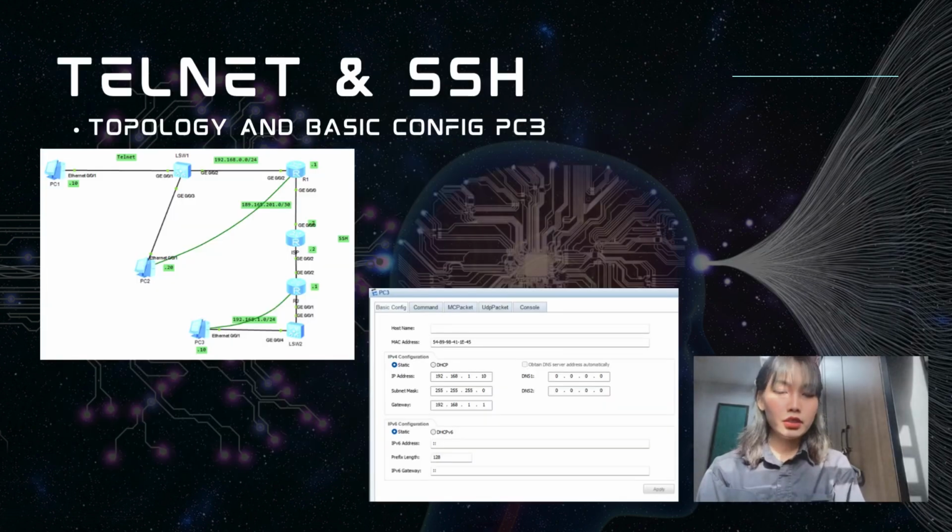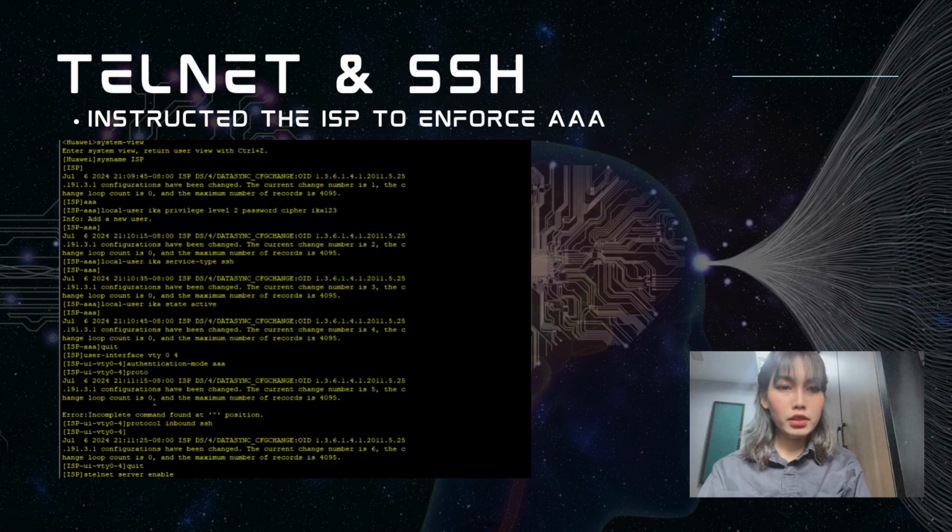For the SSH, I use the same topology using eNSP, and I do the basic configuration setup for PC3, where I put the IP address, subnet mask, and the gateway. On the same ISP, I set up a new local user for SSH, and then the service type will change to SSH, and then I type the protocol inbound SSH and enable the server.